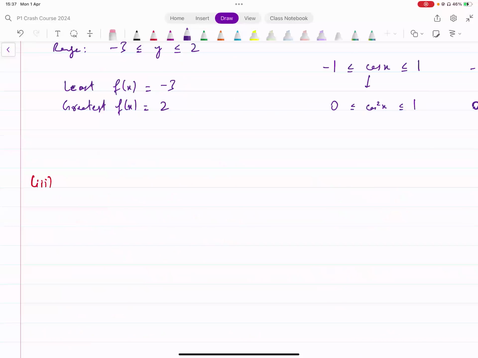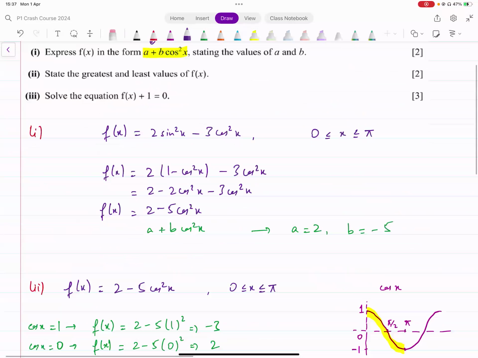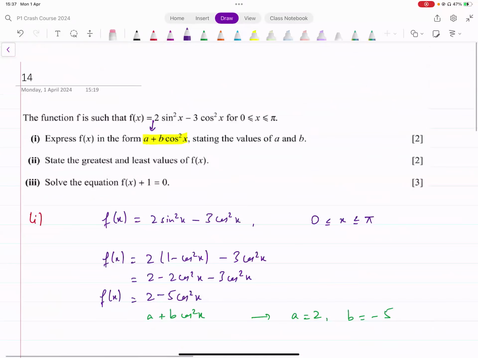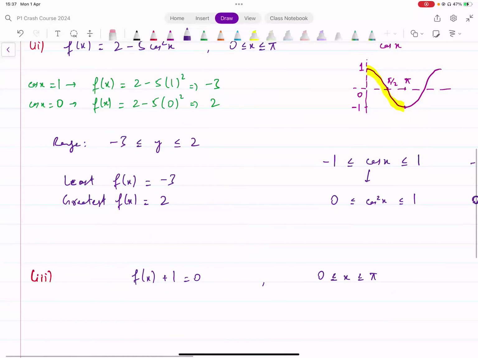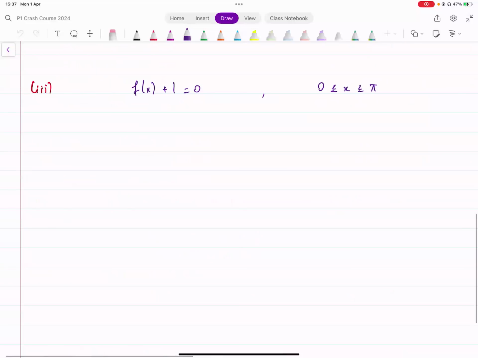This is the equation that they want you to solve: f of x plus 1 equal to 0. We know that the domain of the f of x function is from 0 to pi, so the values of x that you're going to be looking for are from 0 to pi. f of x is 2 sine square x. In fact, you've converted it to this form already: 2 minus 5 cos square x. You would use that here. 2 minus 5 cos square x plus 1 equal to 0.